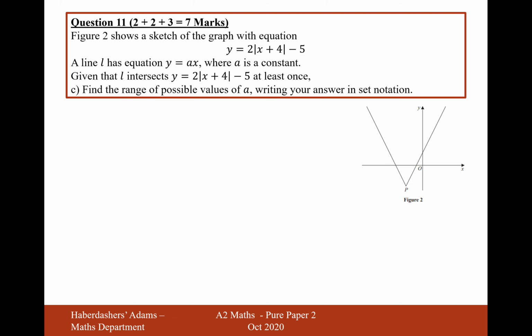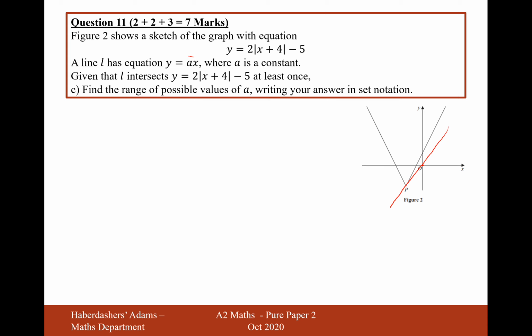Let's move on to part C. The line L has equation y equals ax, where a is a constant. Given that the line L intersects the graph of this one at least once, find the possible range of values for a, writing your answer in set notation. So what I'm thinking here is that it's going to have to meet the minus part there. Any time that it goes greater than 2, it's going to intersect.